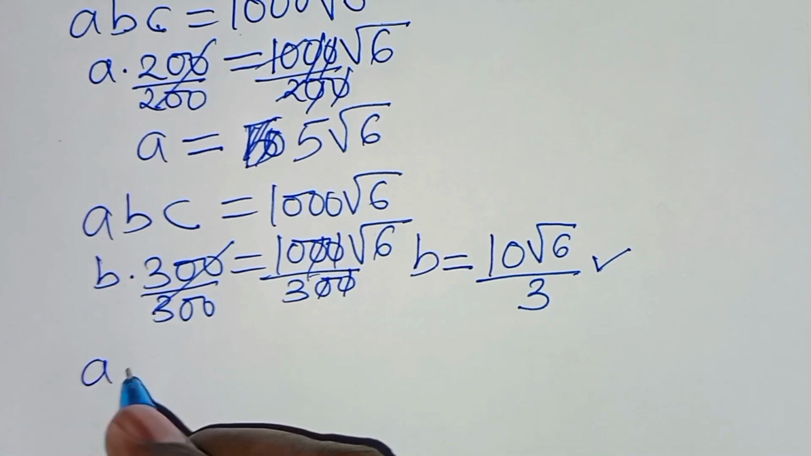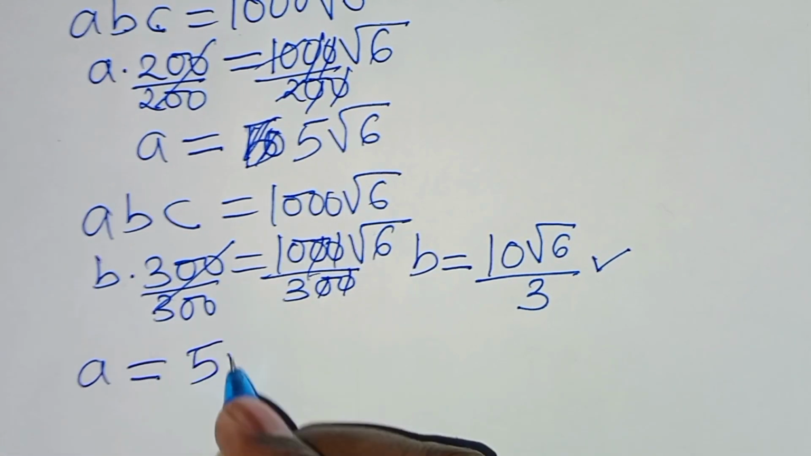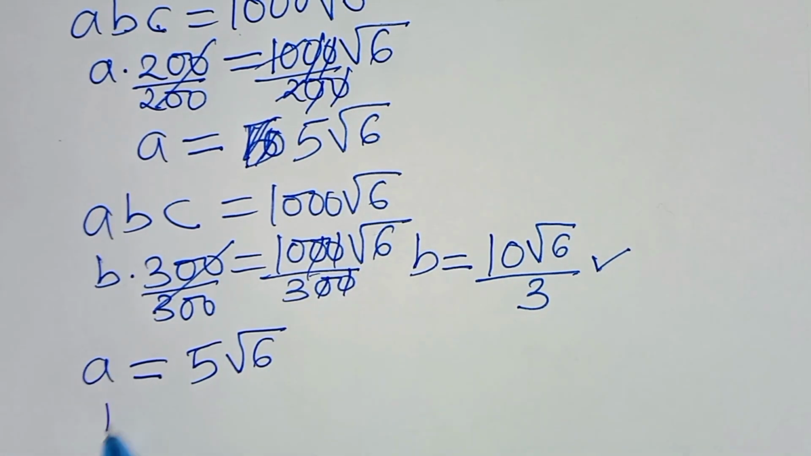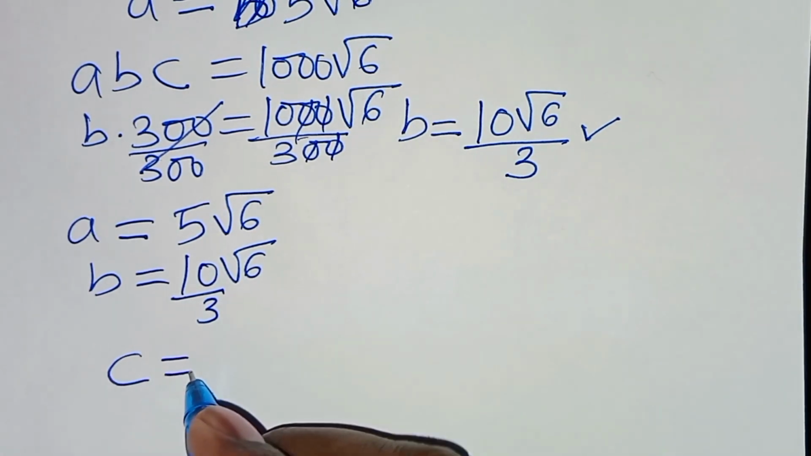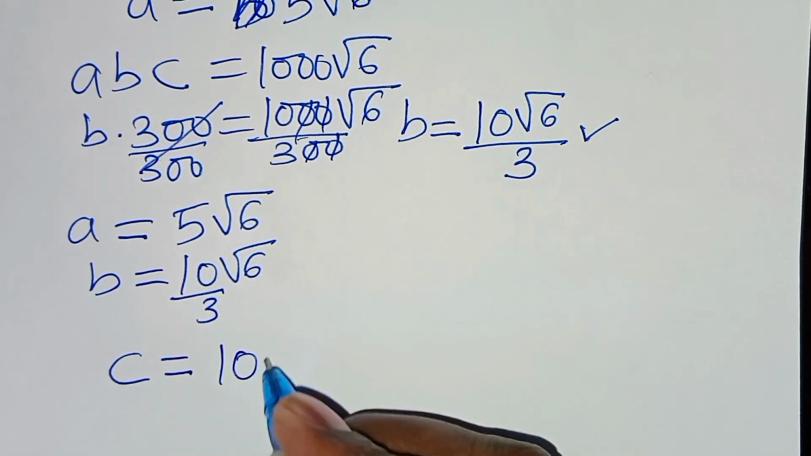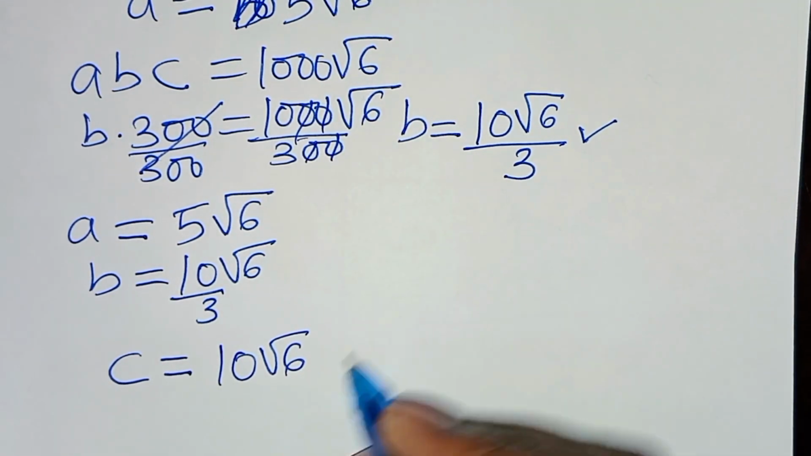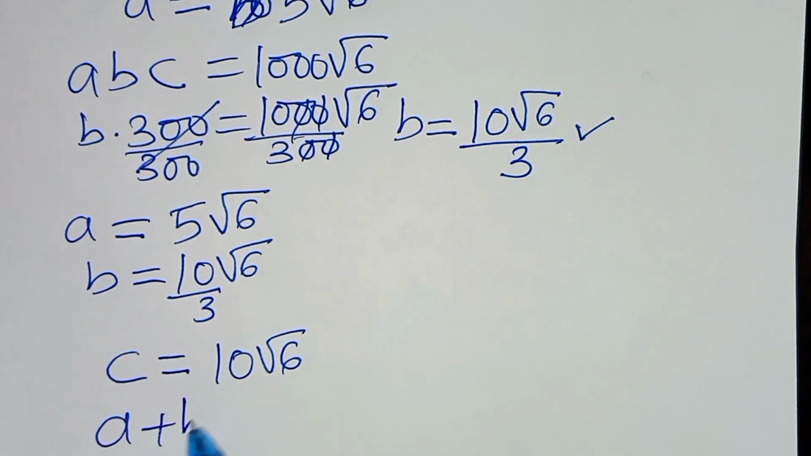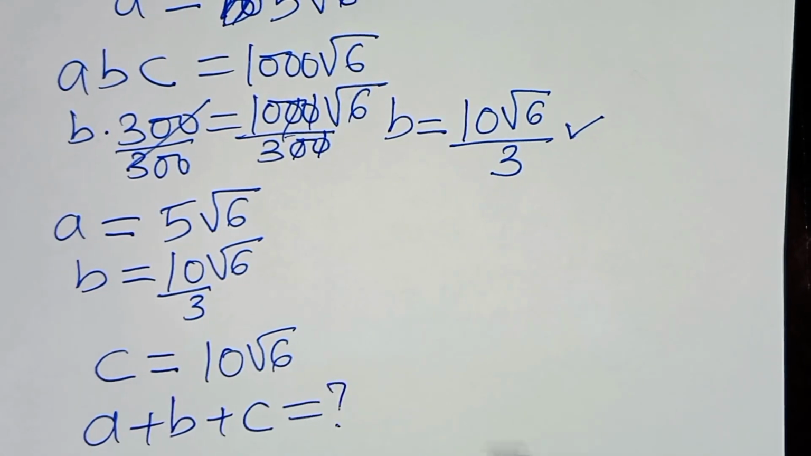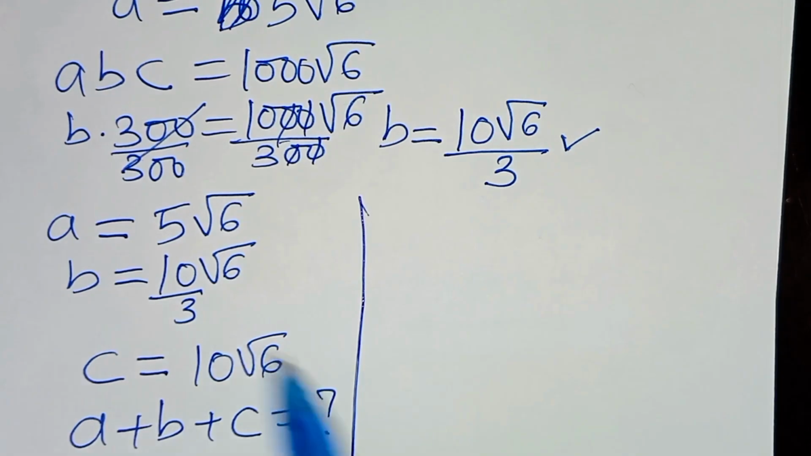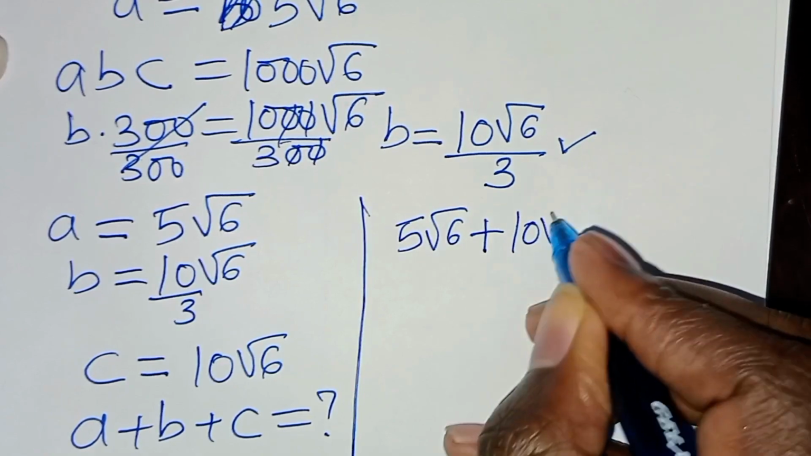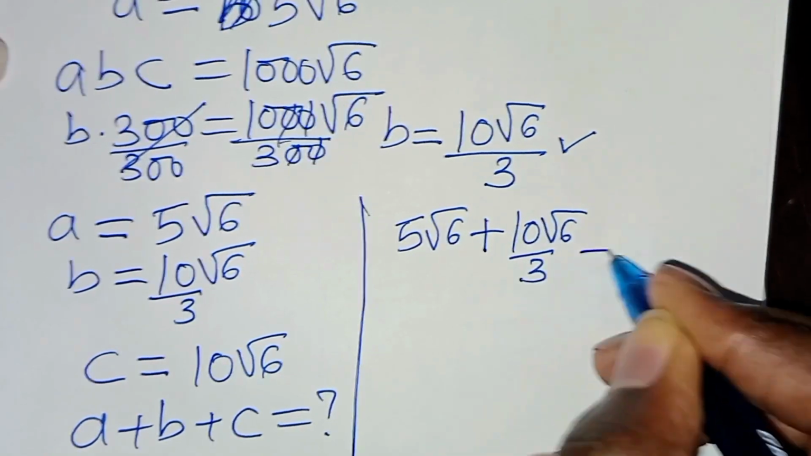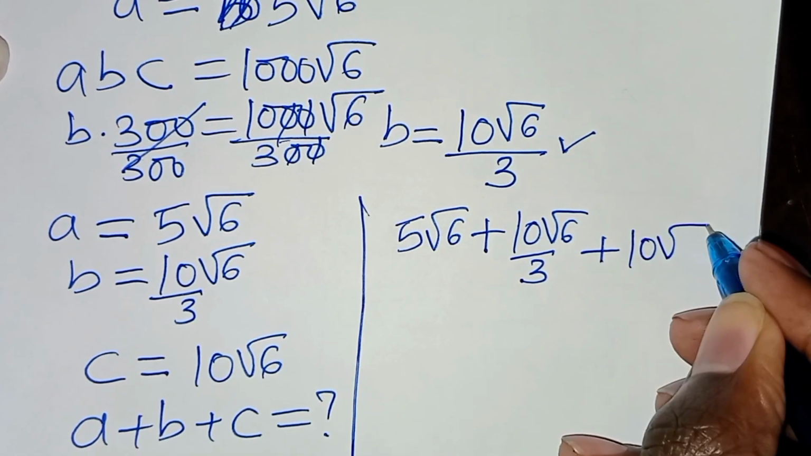So now we have a as 5 square root of 6. We have b as 10 square root of 6 divided by 3. And now we have c equal to 10 square root of 6. So the question is, what is a plus b plus c? Okay. Now let's add the three of them. So a is 5 square root of 6 plus b, which is 10 square root of 6 divided by 3, plus c, which is 10 square root of 6.